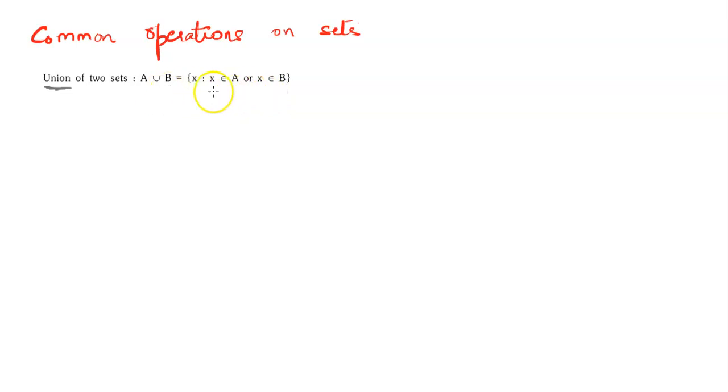So how do you understand this? It says that X belongs to A or X belongs to B. Let's take an example to understand it better. Let's say there is a set A, with just 3 elements, and then there is a set B, which has 4 elements. So what does A union B mean?